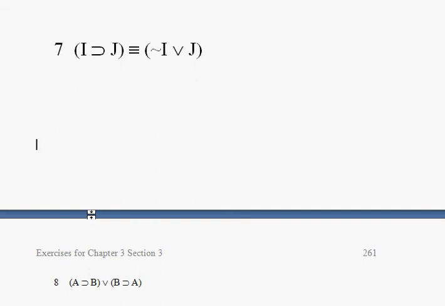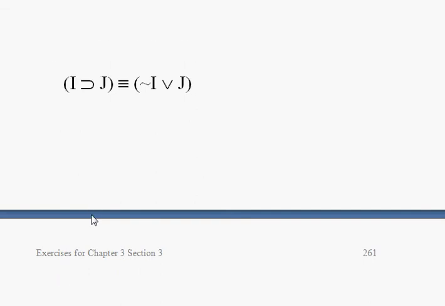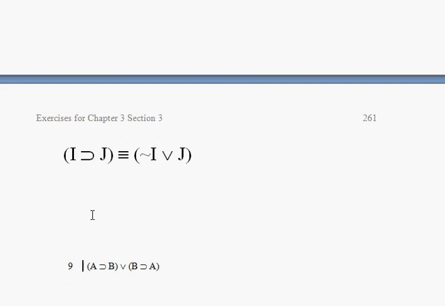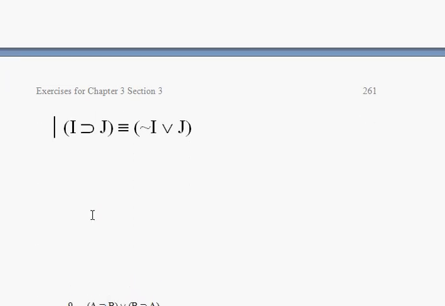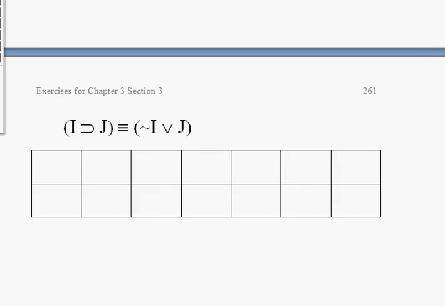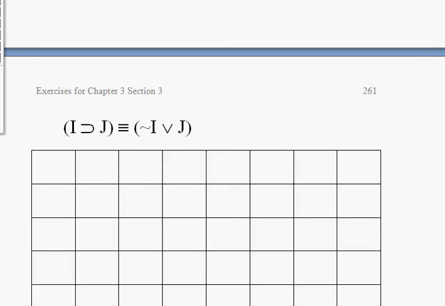Let's do number 7. Or that's not actually number 7. Let's do this one. I, horseshoe J, triple bar, the other. So it's 1, 2, 3, 4, 5, 6, 7, 8 wide by 2 unique variables. So 2 times 2 is 4. So we're going to have to go 5 deep. So we're going to go 8 by 5, like that. We just put this in here. Tilde, I, wedge, J, close parentheses.